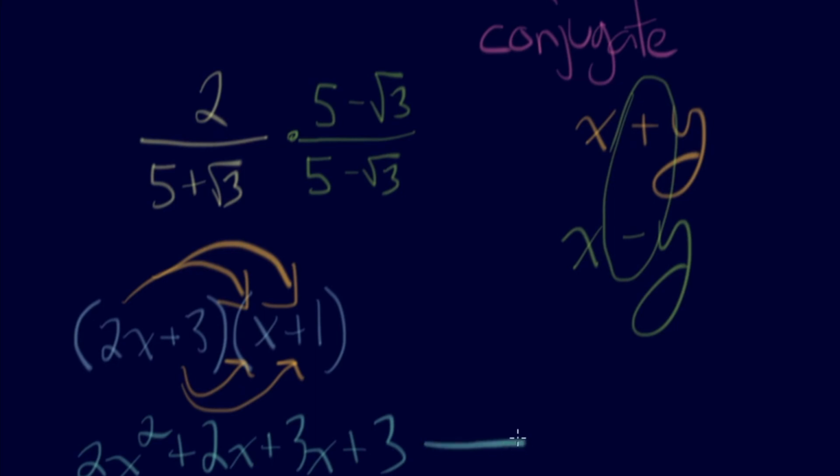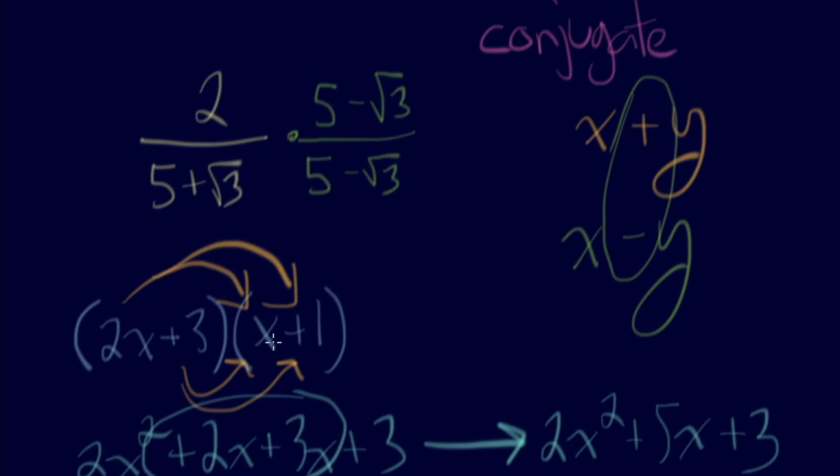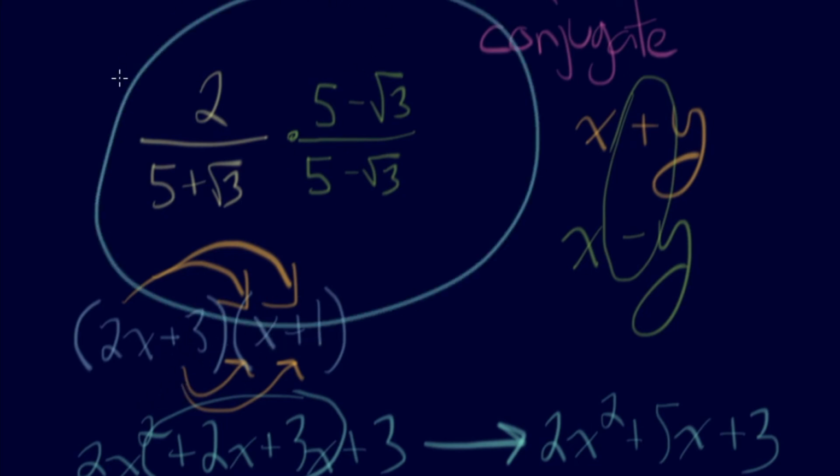Now, if you're a pretty cool student, you go and combine your like terms, combine your common x's, and you'd get 2x squared plus 5x plus 3. Okay, so that's when you're multiplying binomials and you're using FOIL. So we're going to use that idea for this. Unfortunately, we've kind of run out of space, so let's get a nice new sheet and set it back up again.